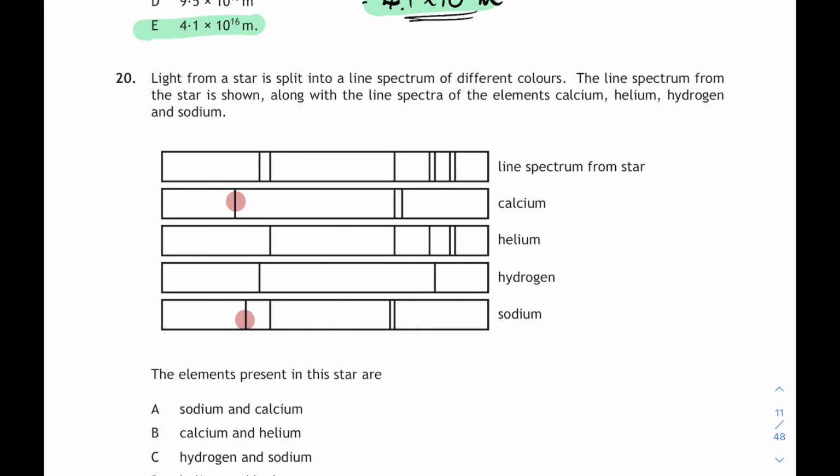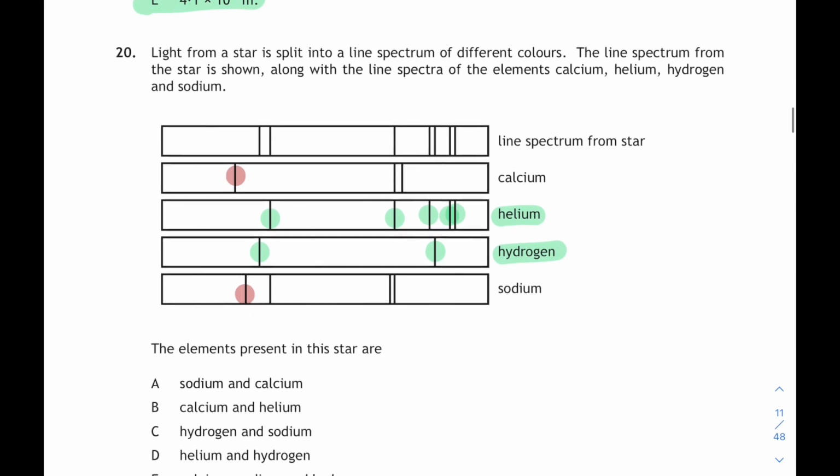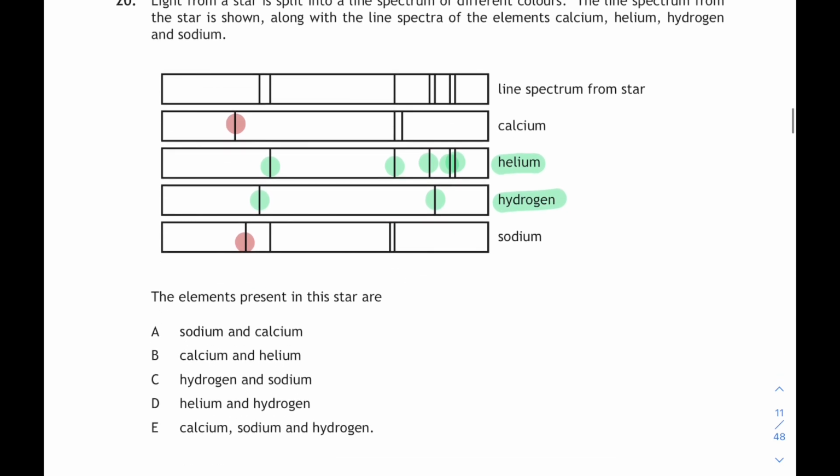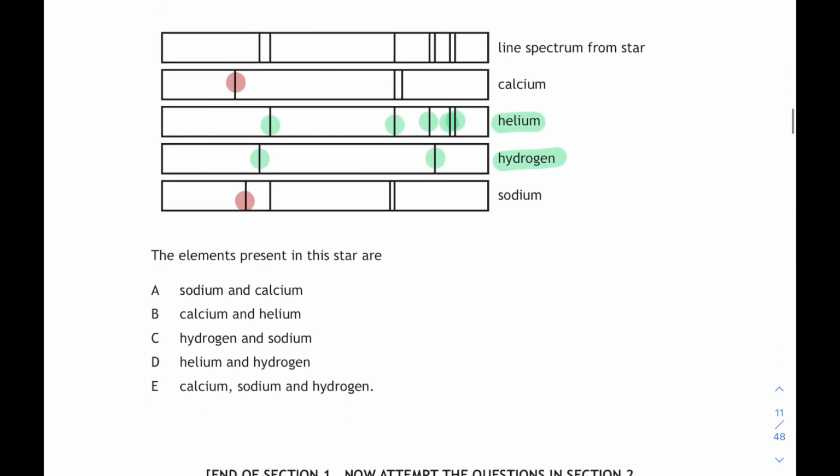And that line in the sodium spectrum is not present in the line spectrum from the star, so there's no sodium in the star. But all of these lines in the helium and hydrogen spectrums match up with the lines in the line spectrum from the star, and so we can deduce from that that the star only contains the elements helium and hydrogen. So that's question 20, D.